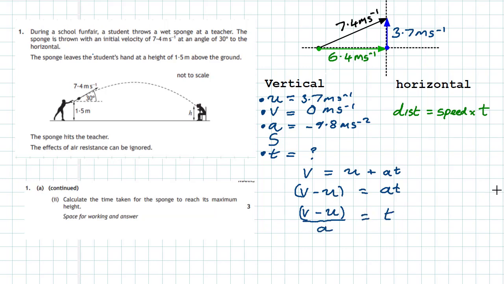Now all we have to do is plug in the numbers. Our final velocity is going to be 0. Our initial vertical velocity was 3.7, so that goes in, put it in brackets. And we're dividing that by minus 9.8. Do that in your calculator and you get a time of 0.38 seconds. So that projectile took 0.38 seconds to get to its maximum height.